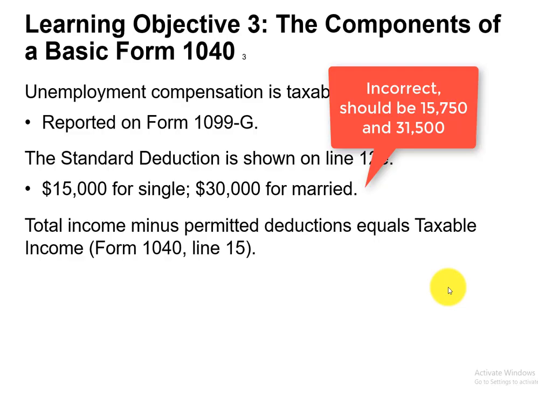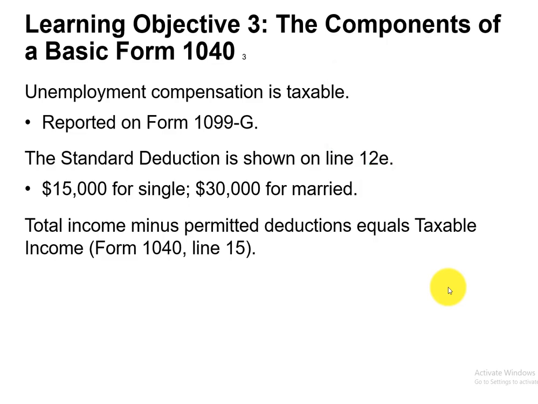We'll talk more about the different filing statuses in Chapter 2 as we make our tax equation a little more complicated. But for now, we'll just have the two. It's either $15,000 if you're single at the end of the year, $30,000 if you're married at the end of the year. And then you have your taxable income, like it says on line 15.